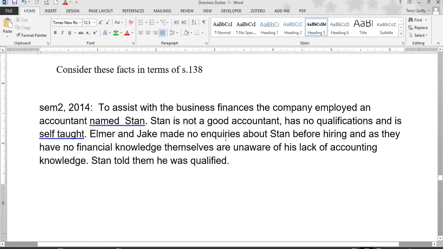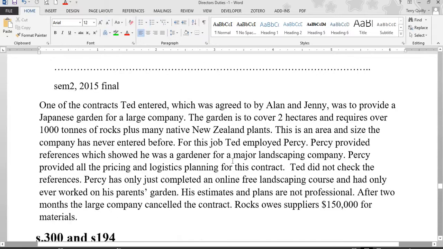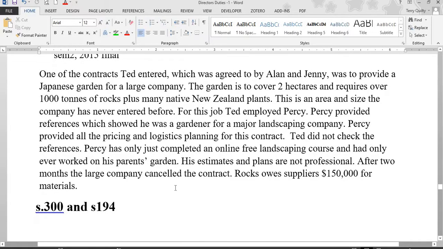Okay, and here we have Stan, the examples. Here we're asking the question, should the directors have relied on Stan in making their decisions? This example about Percy, which we had before: Percy had only done the free online landscaping course. Did Ted make adequate inquiry in the circumstances? And you can decide whether you think that's correct or not.